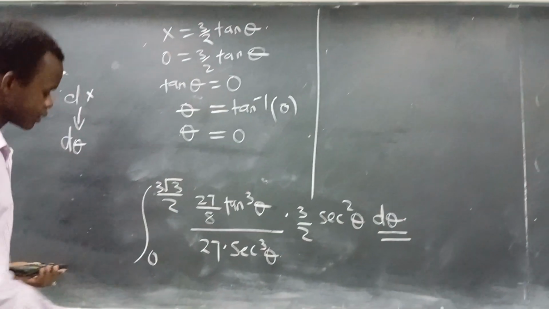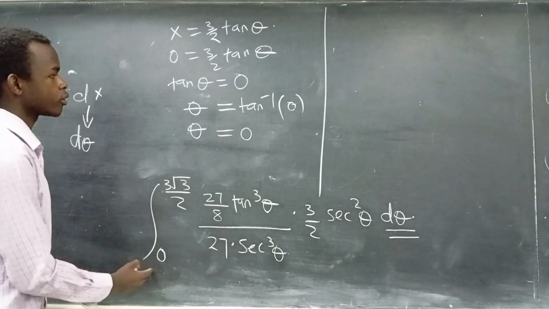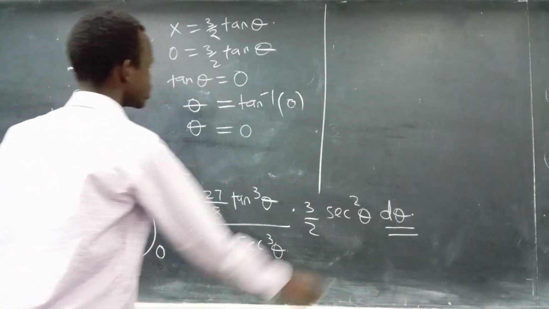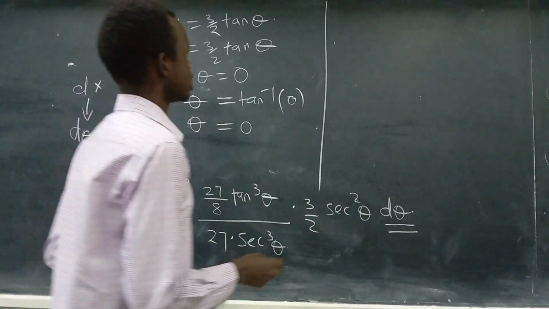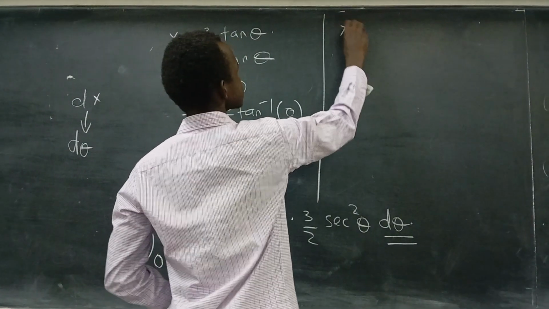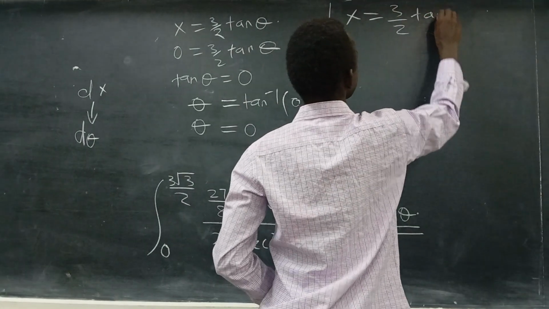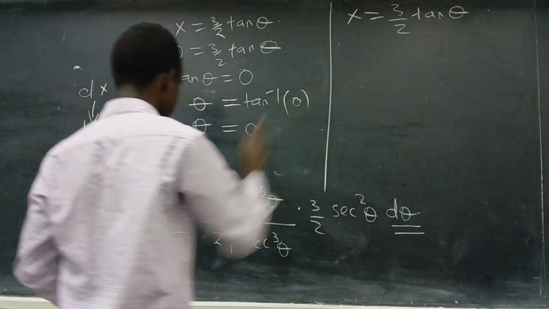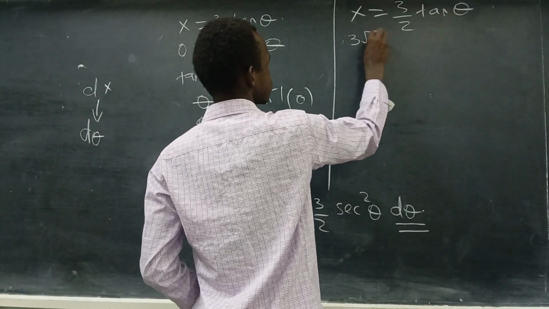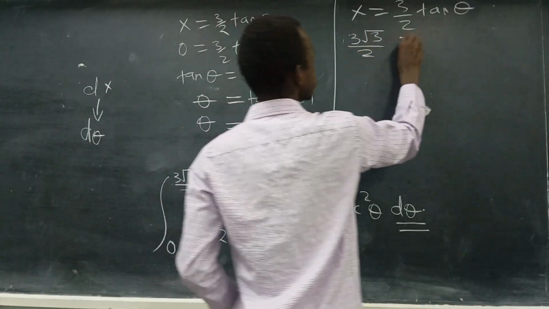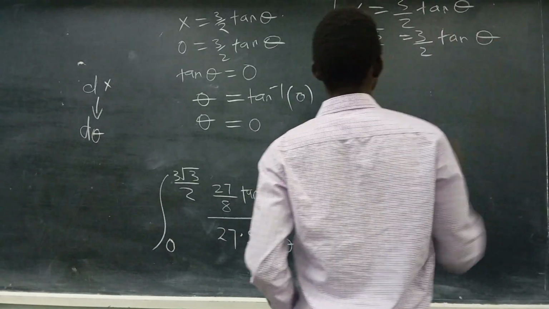So from there again, I've found my bound to be 0 for the theta world now. Again, what's 3 over 2 for the theta world? It will be x equals 3 over 2 tan of theta. But now I'll change my x to be this part. So I'll write 3 square root of 3 divided by 2 equals 3 over 2 tan of theta. Okay?